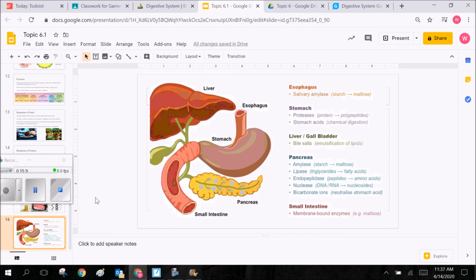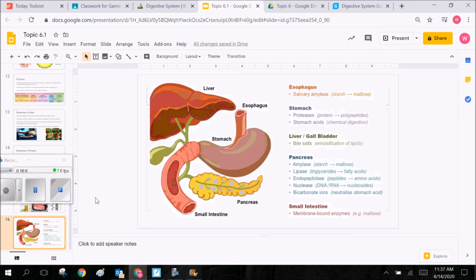So here's a great summary of the different organs and what is inside of them and what they break down. I think that's pretty cool. And what they produce. So we can see the pancreas is going to be the king of enzymes, liver and gallbladder for bile salts, stomach for proteases and stomach acids, which remember proteases are going to be created by the pancreas but put into the stomach. Esophagus, we have the amylase, and then small intestine, we have our membrane-bound enzymes, which are going to split those sugars down into smaller pieces. Okay, so that's the basic breakdown of digestion.